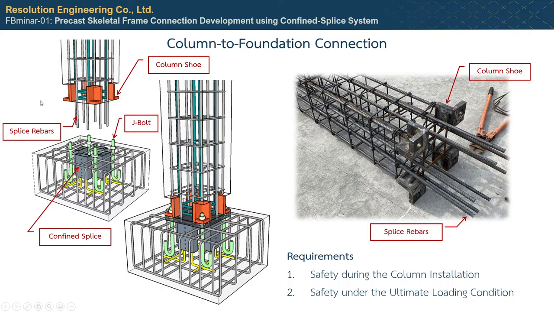Another type is without this splice rebar, so that would be just column shoes without splice rebar. That column might be just for small bending moment, or a column that is not designed to carry the lateral load or bending. But here what I show is the type that carries the moment. This is the detailing inside the foundation. You see the J-bolt sticking in, and this pocket, this confined splice, is waiting for the column to come down.